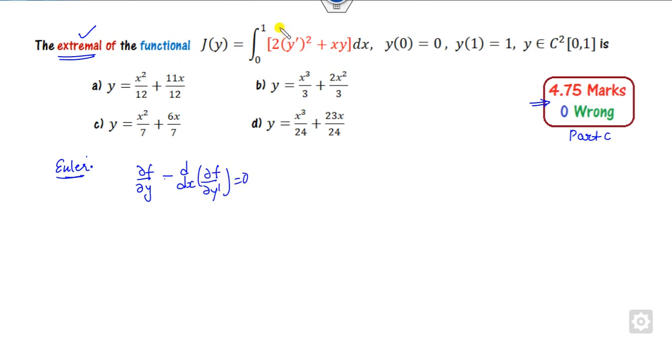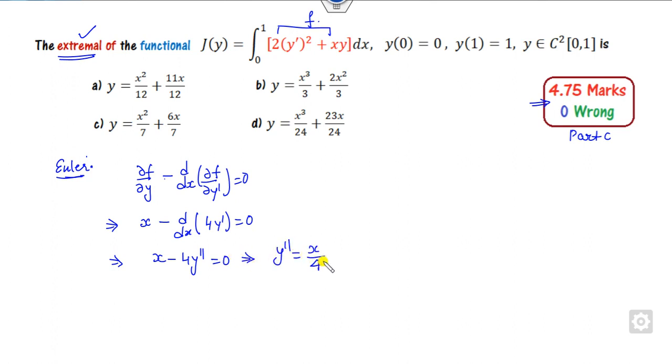What is f? This function is f. Now you can substitute the value here. The partial derivative of f with respect to y is x, minus the derivative of the other term with respect to y dash, which is 4 y double dash, equals 0. So x minus 4 y double dash is 0. What is the answer? y double dash is x by 4.